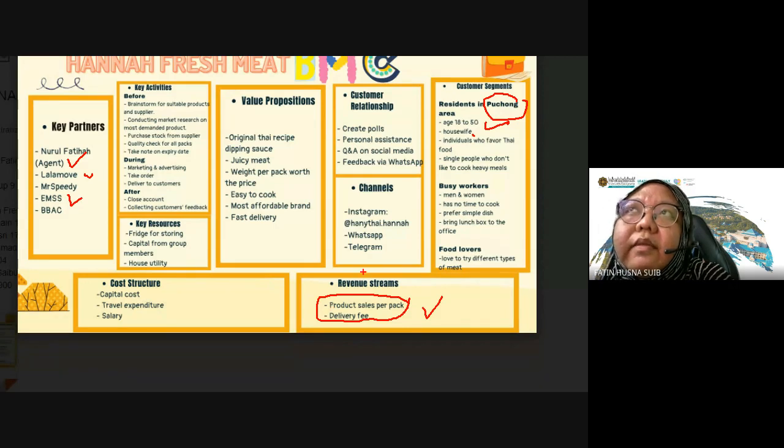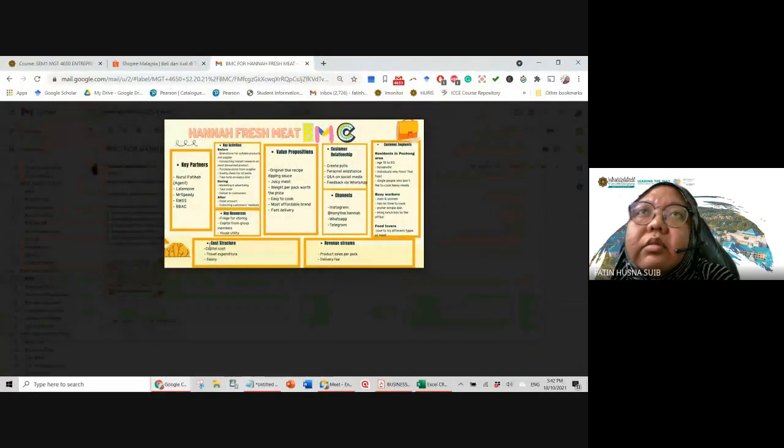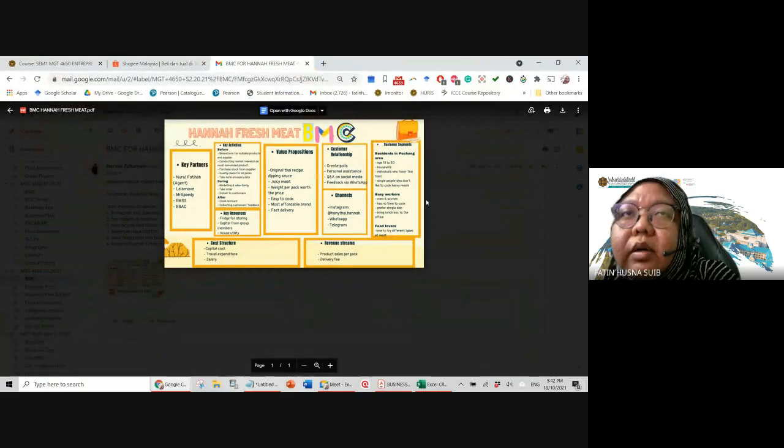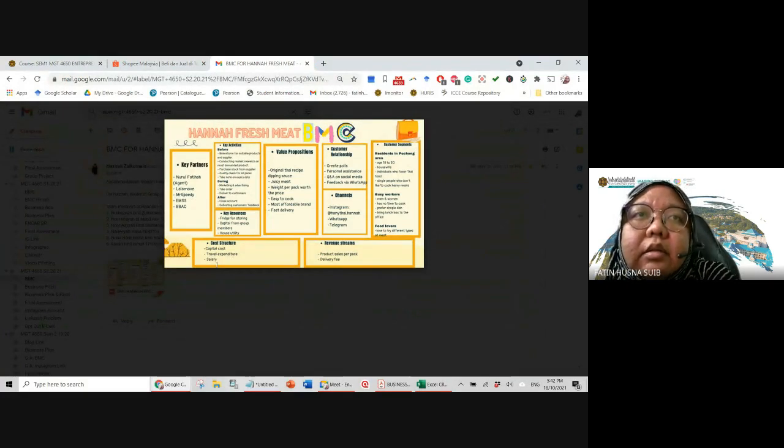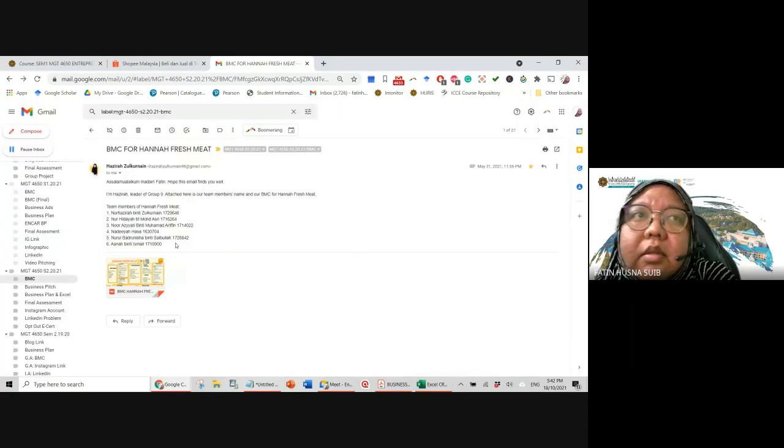But if you can find another revenue stream, for example, you have a store already, like you are selling takoyaki in a food truck, and then other sellers want to put their nasi lemak on your food truck to be sold. You are actually getting commission based on the nasi lemak. That one you can put in revenue stream as commission. So it depends on how you want to get money from whatever you have in the business. This one is travel expenditure, capital cost. There's no such thing as capital cost.